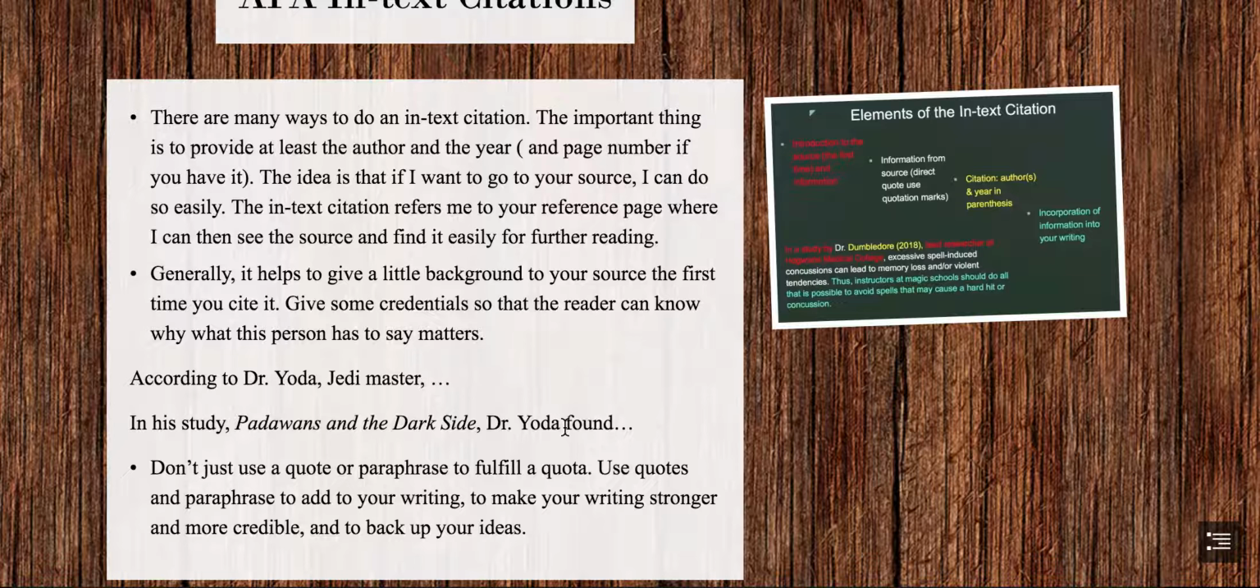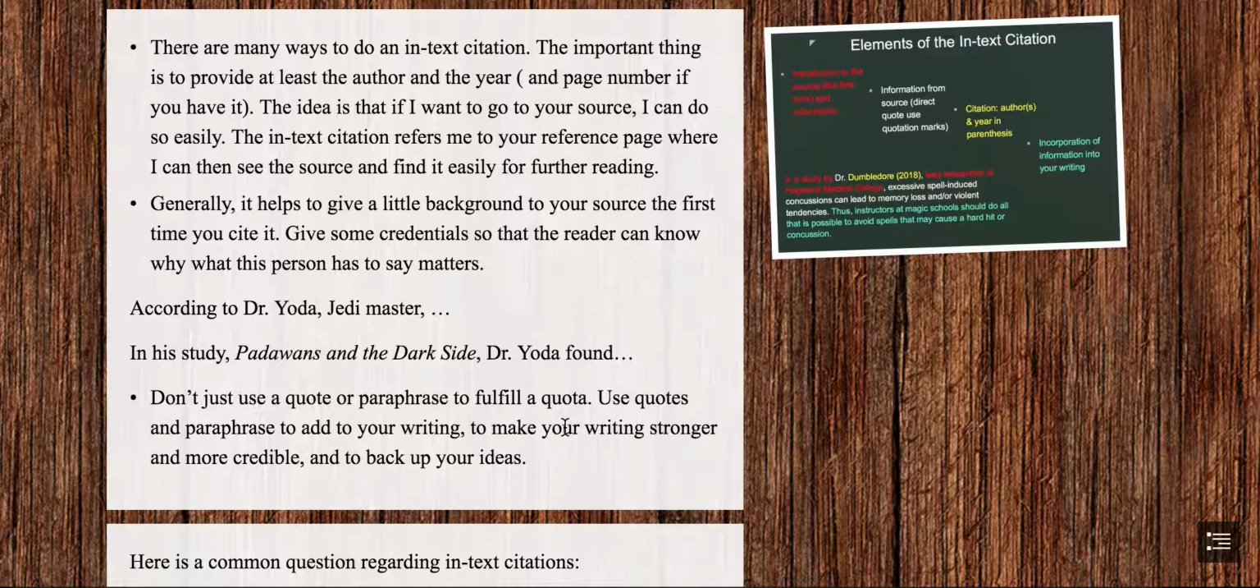Generally, it helps to give a little background to your source the first time you cite it, like give some credentials so that the reader can know why what they have to say matters. So, for example, I've got, according to Dr. Yoda, Jedi Master, or in his study, Padawans and the Dark Side, Dr. Yoda found. So I'm just giving Dr. Yoda a little bit of credential, a little bit of background, so that I can know why it's important what he's about to say.